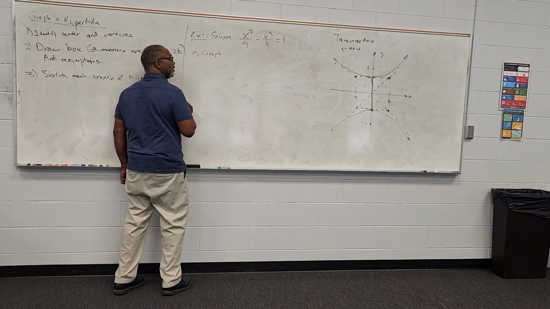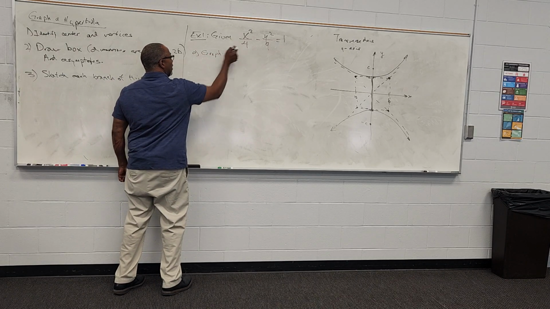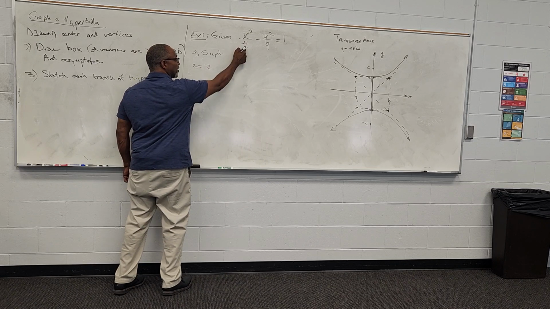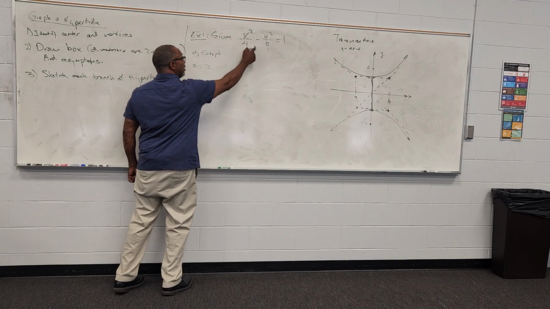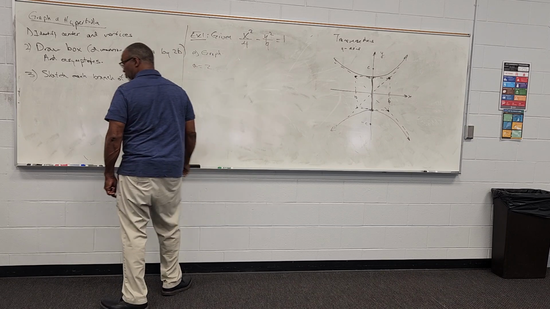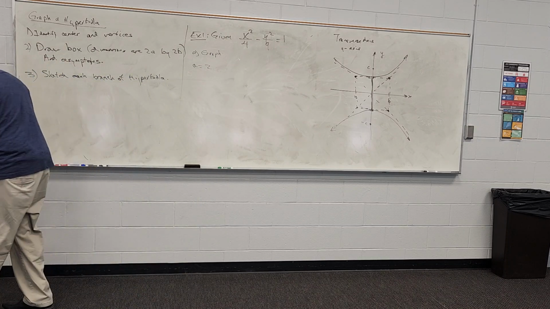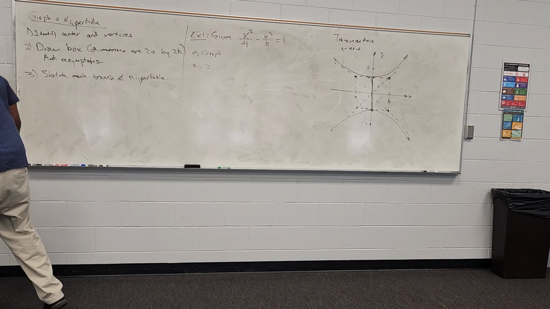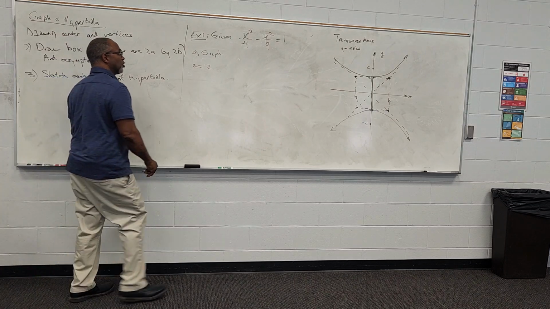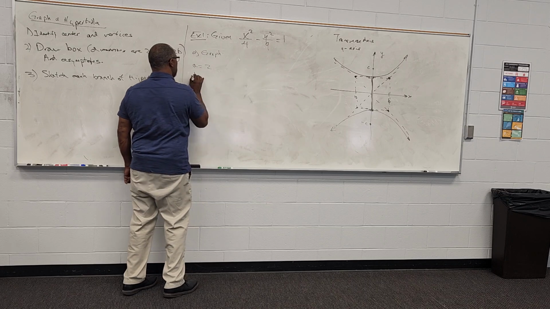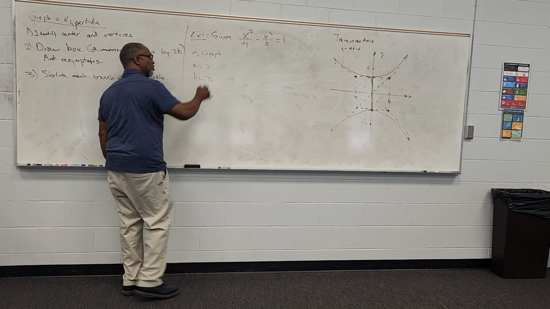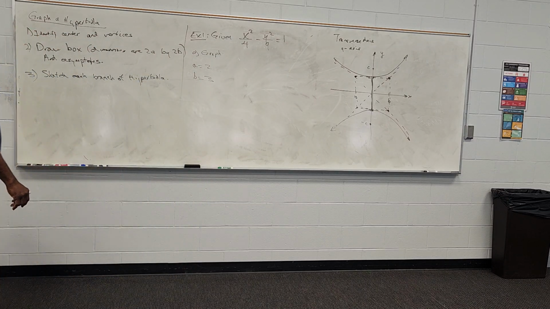Graph it. Well, x squared over a squared, so the a must be 2, because 4 is a squared. X squared over a squared minus y squared over b squared equals 1. So the a must have been 2. So the b must be 3, because b squared is 9. Okay? A is 2 and b is 3.